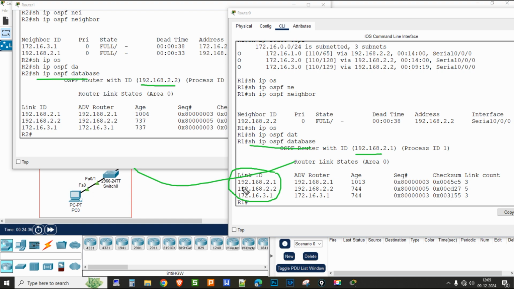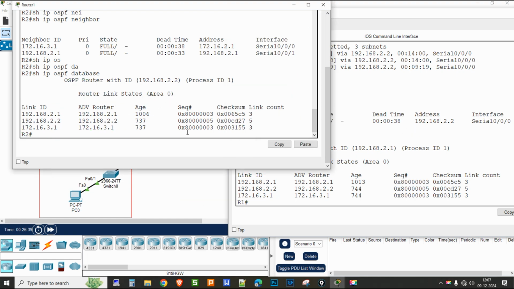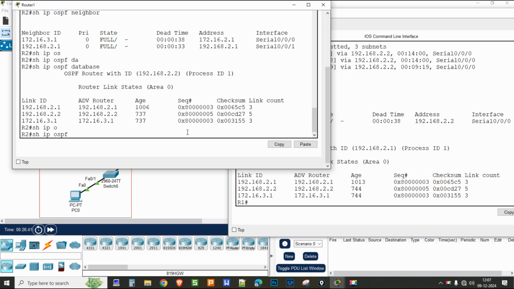Link ID 2.1 is the first router, then 2.2 is the second router, then 172.16.3.3 is the third router. It has the advertised router IDs 2.1, 2.2, 3.1. It has some aging limits. Then what are the link counts here in the path? It will be the same for every router. This is area 0. Next one is show IP OSPF interface.